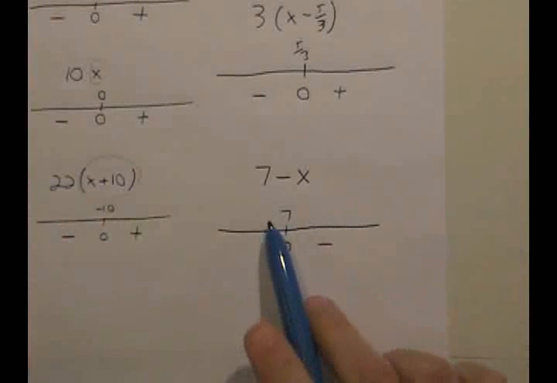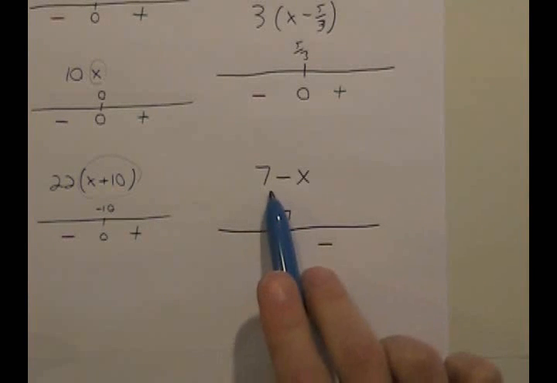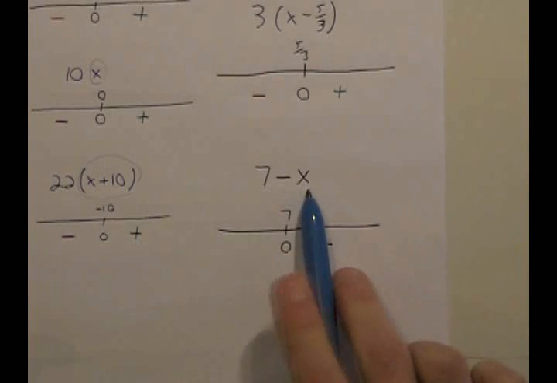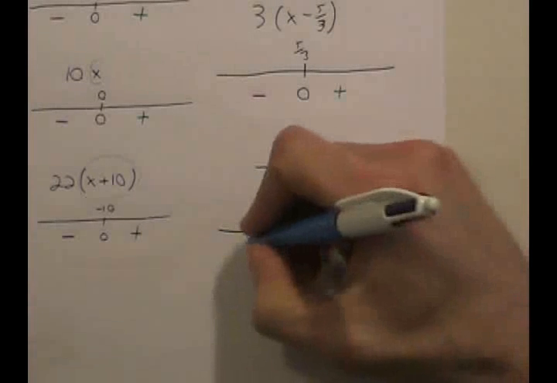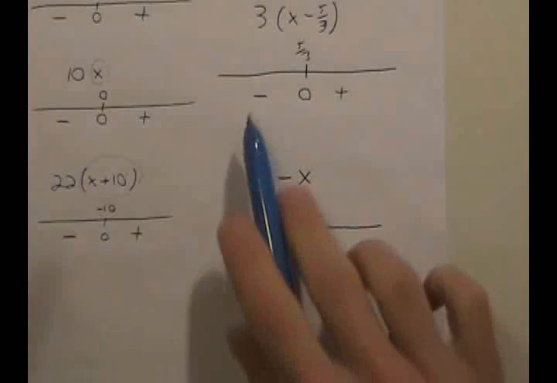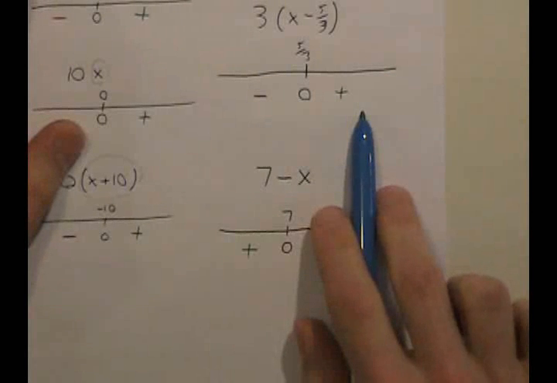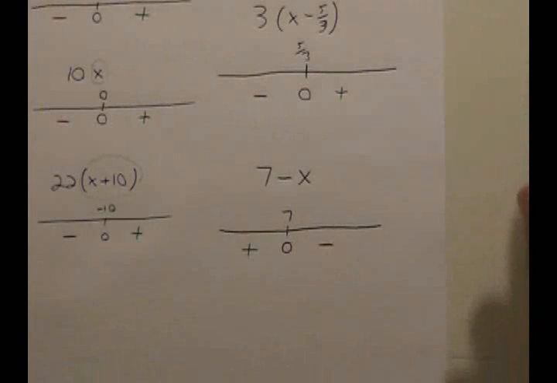Although it's a little bit more complicated, if x is less than 7, say 7 minus 6, 7 minus 5, etc., the value of the resulting expression is going to be positive. So they don't always go from negative to positive like this, but they do always change sign. And that's the important part of doing this.